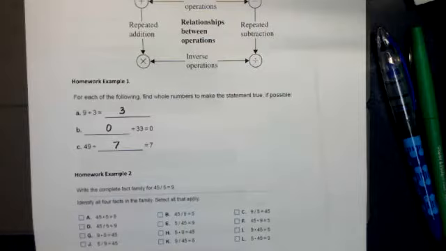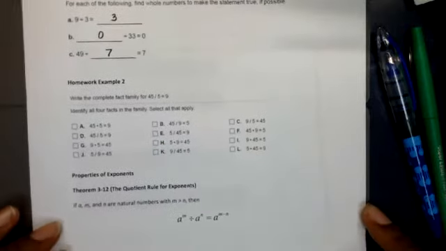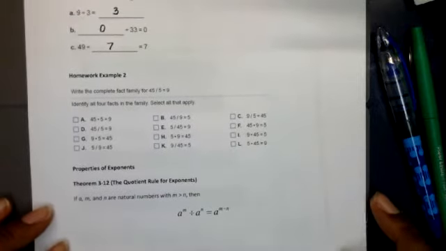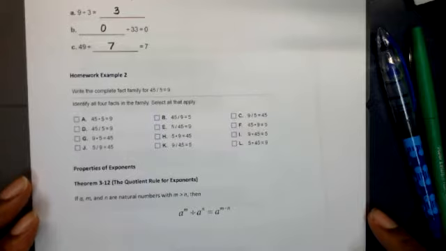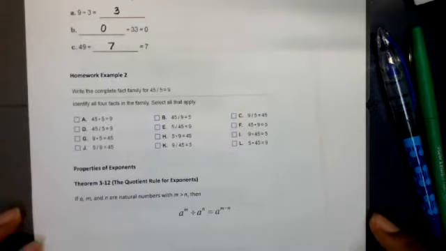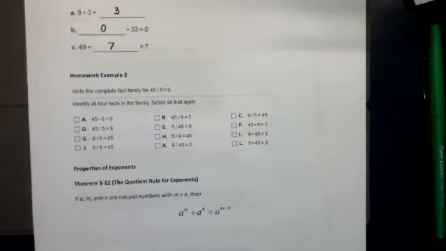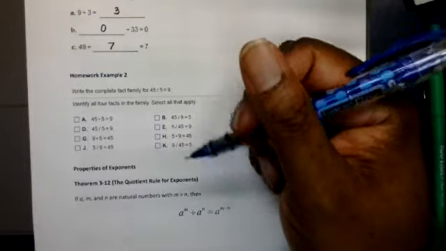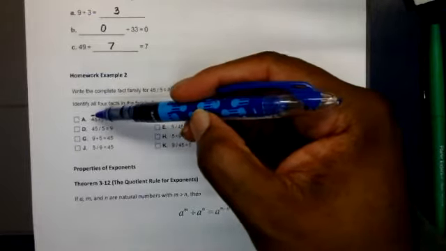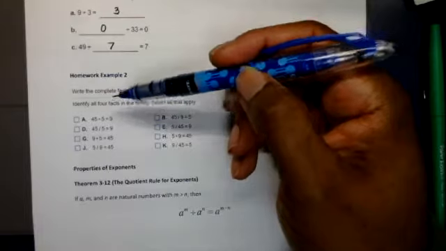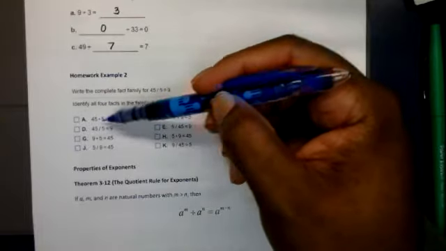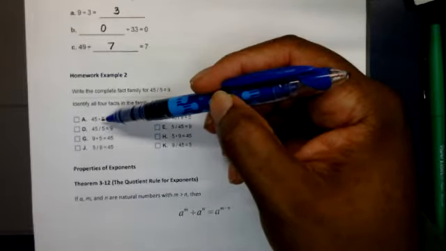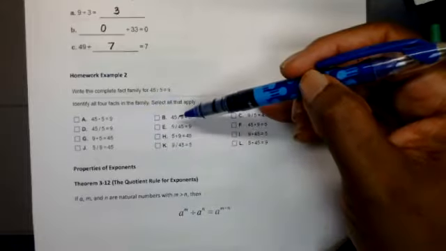All right, take a look at another homework example like this one. Write the complete fact family for 45 divided by 5 equals 9. So we have to choose all 4 facts in this family where 45 divided by 5 is equal to 9. Well, A would not work because that's 45 times 5. That won't give us 9.